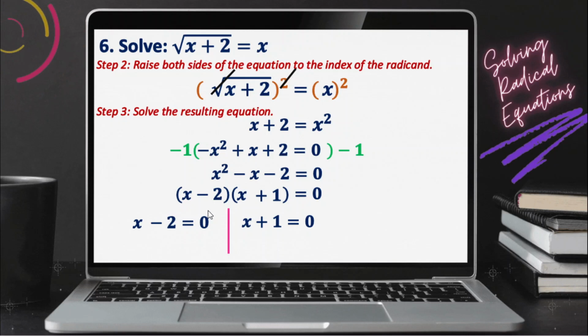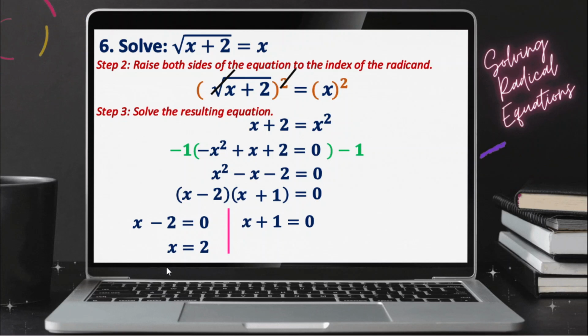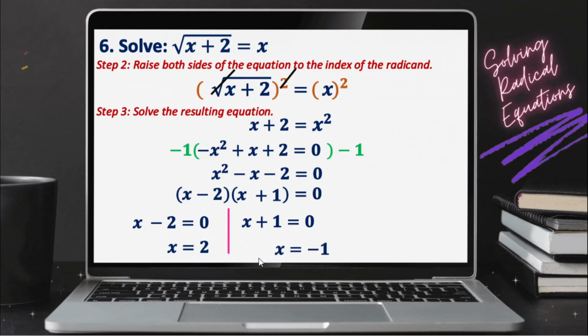So, we transpose negative 2 to the right side of the equation, and we have x is equal to 2. Why did it become 2? We transposed negative 2, so it became positive. On the other side, we transpose positive 1, and we have x is equal to negative 1. So, you will notice that we have two solutions, 2 and negative 1. So, which of the two is the actual solution? That is why we need to proceed to step number 4.